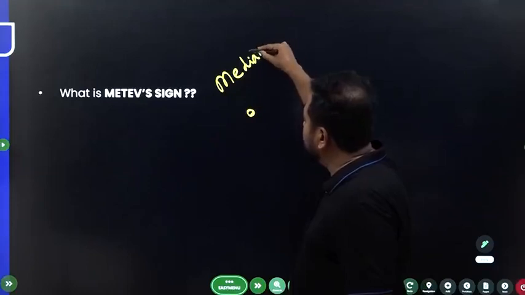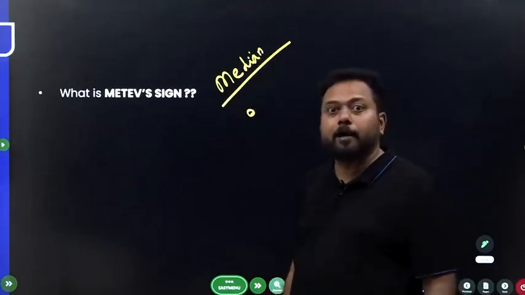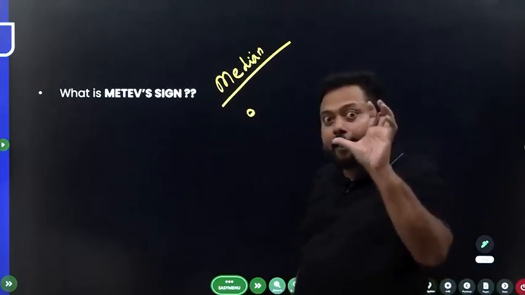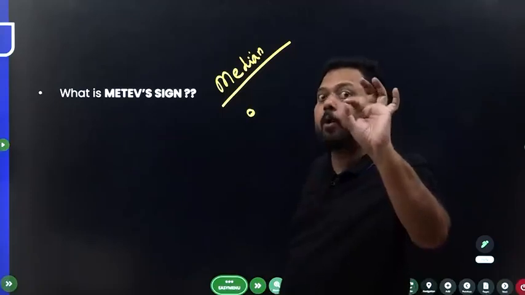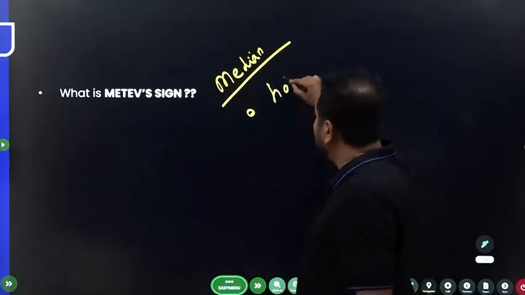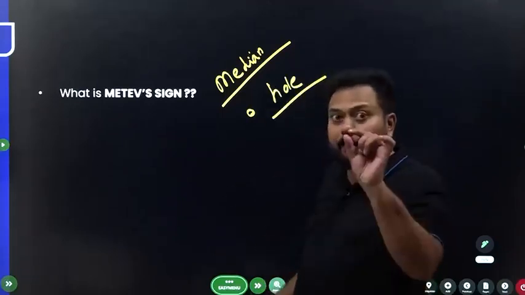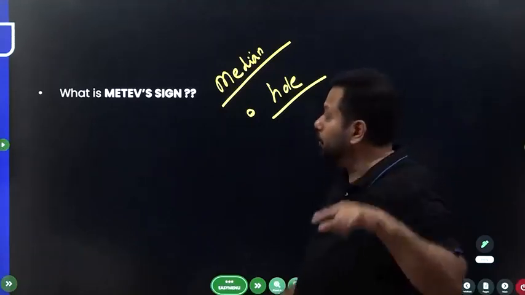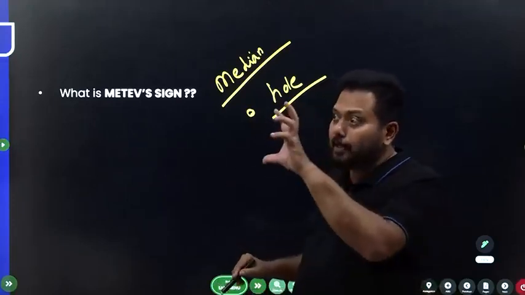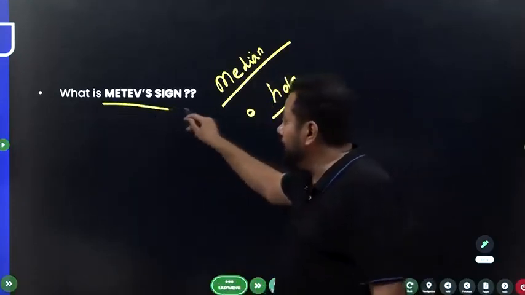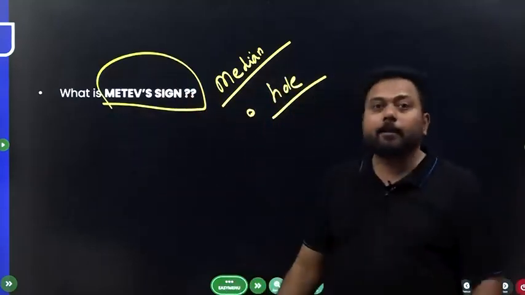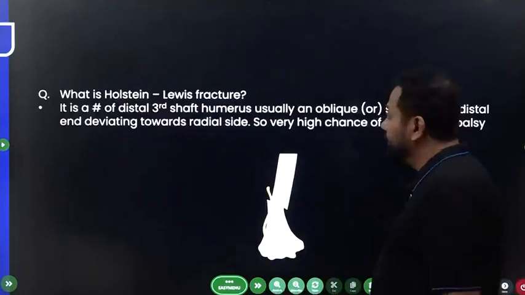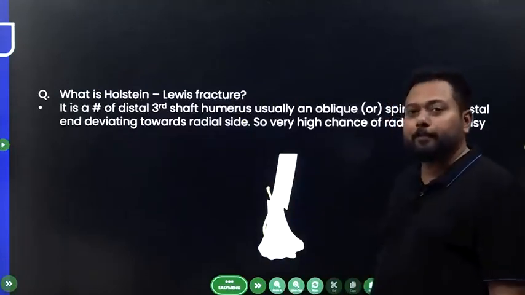When the median nerve traverses the myositis mass, the nerve is seen transparently; you can't see it on X-ray. So inside a radio-opaque structure, you are seeing a small hole-like thing. That hole is because the myositis mass is being pierced by the median nerve. This hole-like thing which you see in a radio-opaque mass is called Meutev sign on X-ray. It's a very, very classical radiological sign. What is Holstein-Lewis fracture?